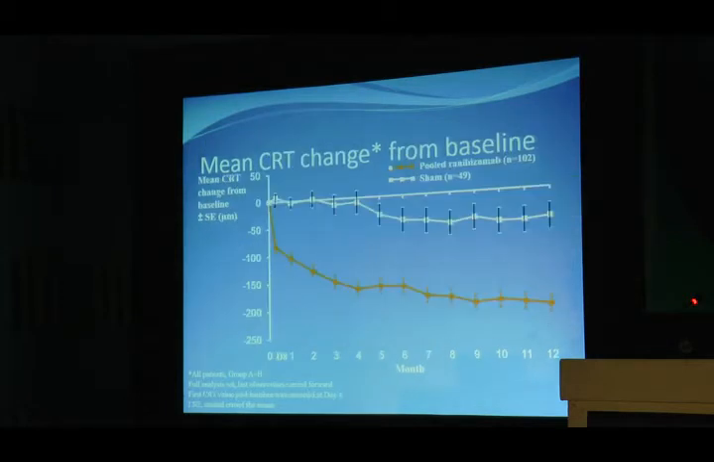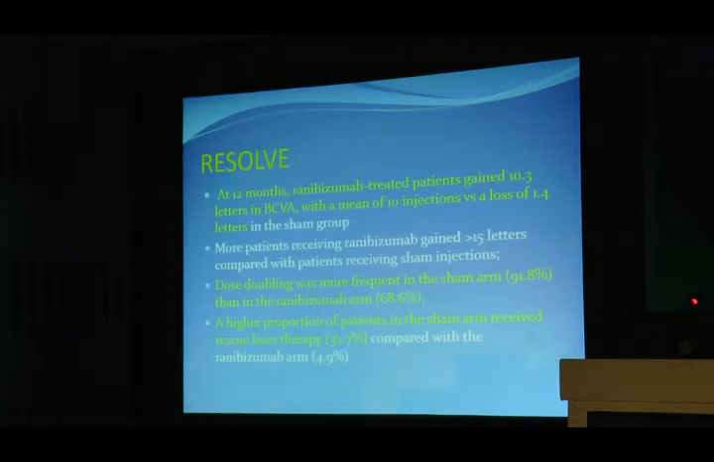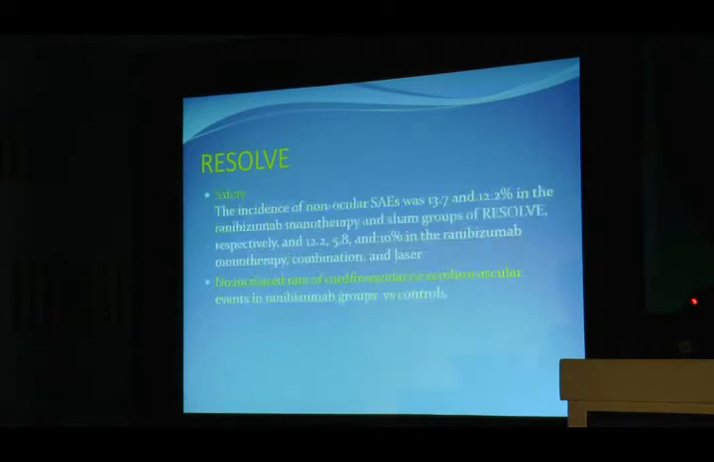And the central retinal thickness, if you compare with the sham treatment and laser treatment, was significantly improved and was consistently there for the 12 months' time. So in the RESOLVE study at 12 months, ranibizumab treated patients gained 10.3 letters in BCVA with a mean number of injections, versus a loss of 1.4 letters in the sham group. And dose doubling was also frequent in the sham arm and the patients who were getting laser treatment.